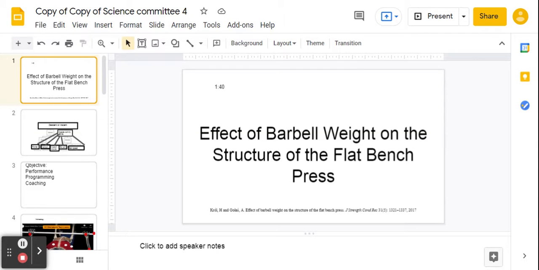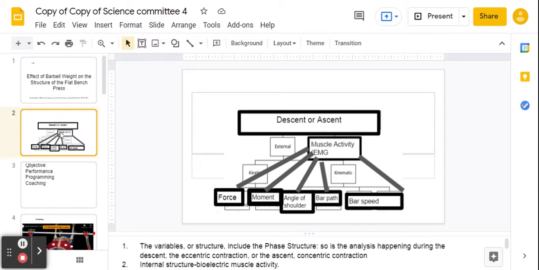Okay, today's review is going to be the effect of barbell weight on the structure of the flat bench press by Crawl et al. 2017. So the aim of this study, well, let's define some variables. When we talk about the structure of the flat bench press, we're referring to the phase structure.